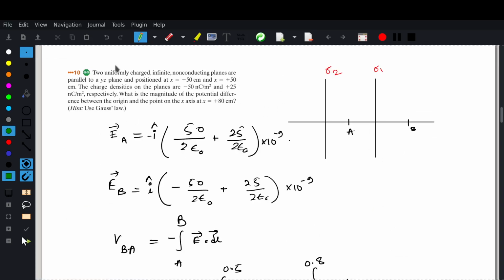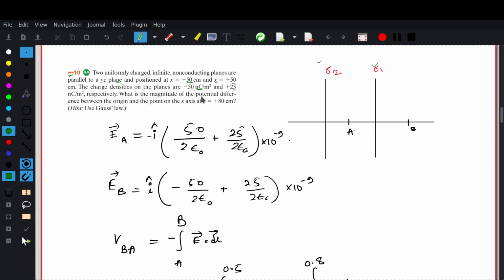This is a 3-star problem, supposedly the harder one, but let's see. Two uniformly charged infinite non-conducting planes are parallel to a yz plane and positioned at x is equal to minus 50 centimeter and x is equal to plus 50 centimeter. The charge densities are given by some numbers. I will just denote these charge densities by sigma 1 and sigma 2.